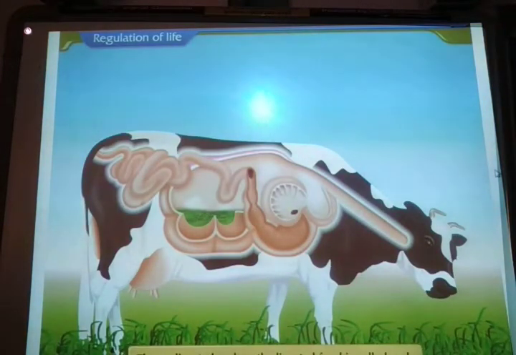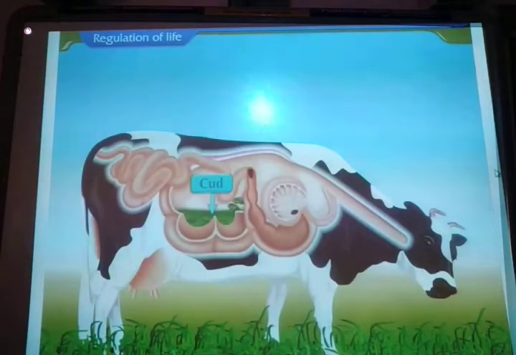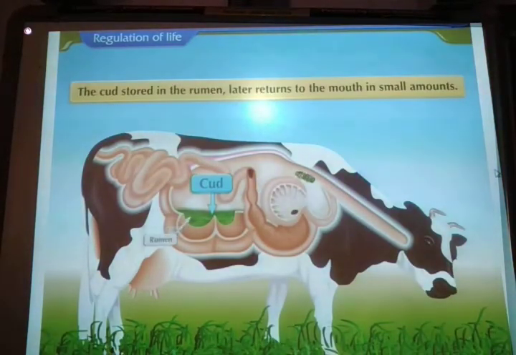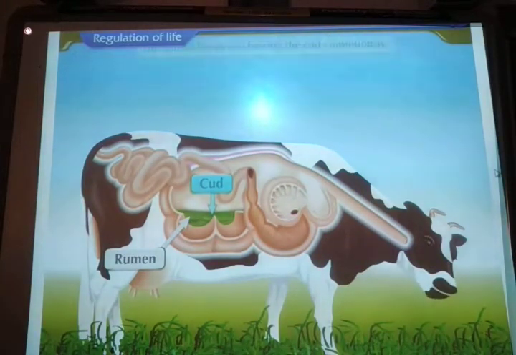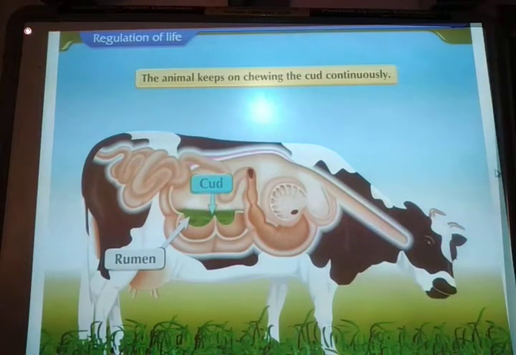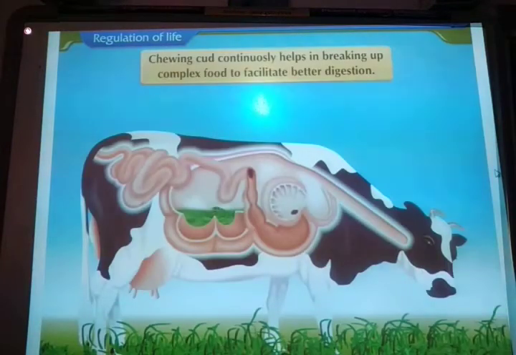The undigested and partly digested food is called cud. The cud stored in the rumen later returns to the mouth in small amounts. The animal keeps on chewing this cud continuously. This movement helps in breaking up complex food to facilitate better digestion.